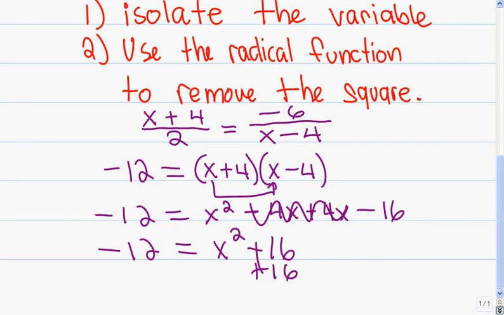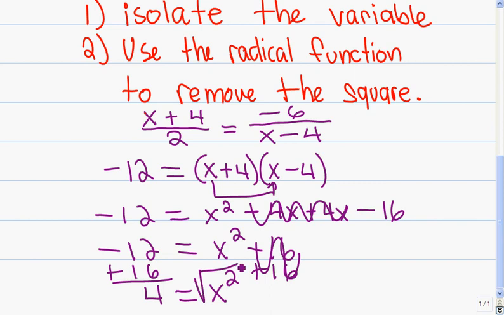Negative 16 plus 16 equals 0. But what I do to one side, I have to do to the other. So I'm going to add 16 over here. Positive 16 and a negative 12 equal a positive 4. I've just isolated the variable. See, the variable is isolated. It's all by itself. Well, after I isolate the variable, I use the radical function to remove the squares.